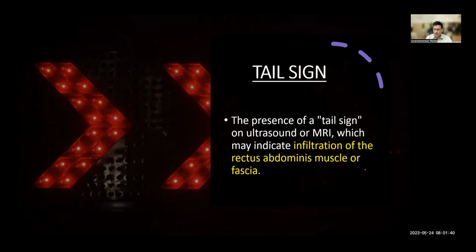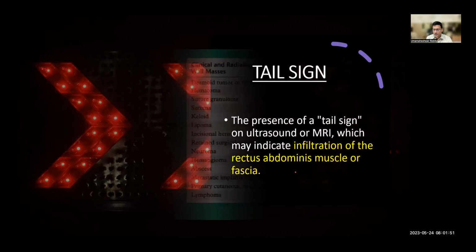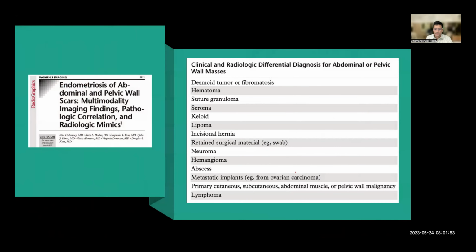If you see a tail sign, it may indicate infiltration of the rectus abdominis muscle or any other muscle or fascia. This has been described, and there is a paucity of literature. So finally, before diagnosing a case of endometriosis, you should consider the following differentials.